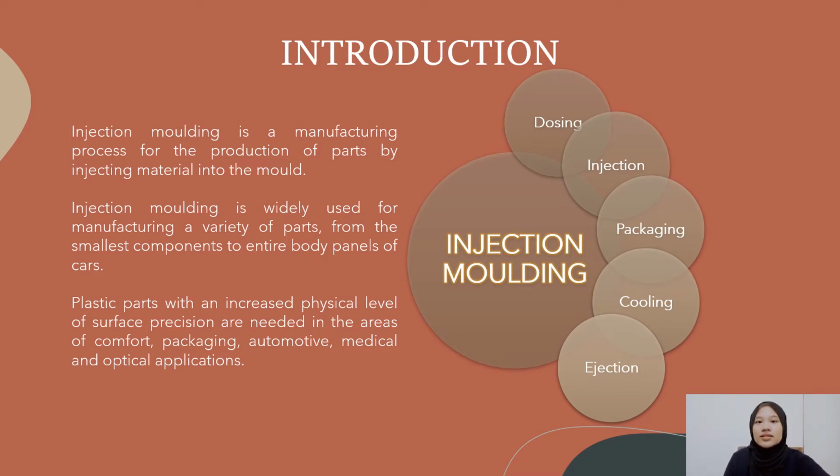There are 6 steps of plastic injection molding. First is clamping, second injection, third dwelling, fourth cooling, fifth mold opening, and lastly remove the products.